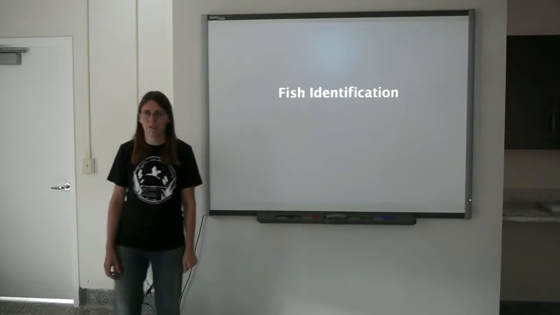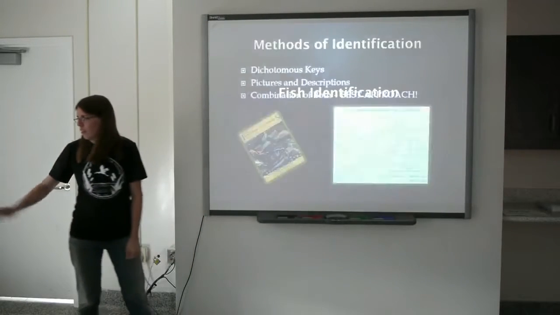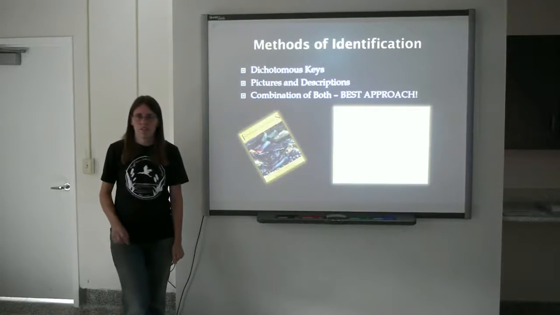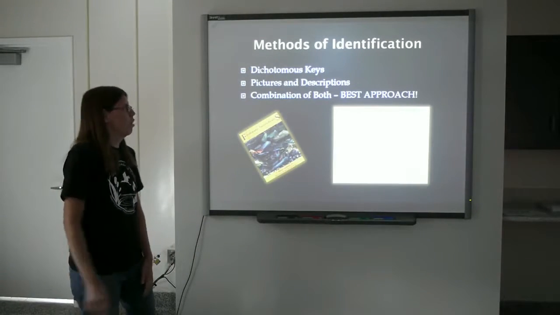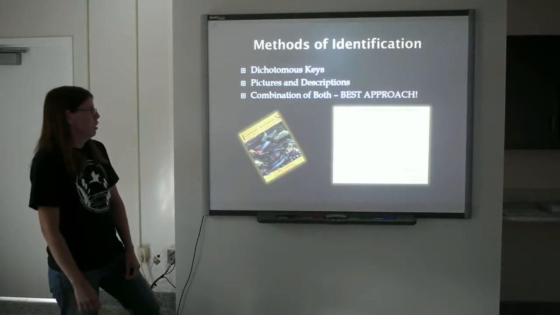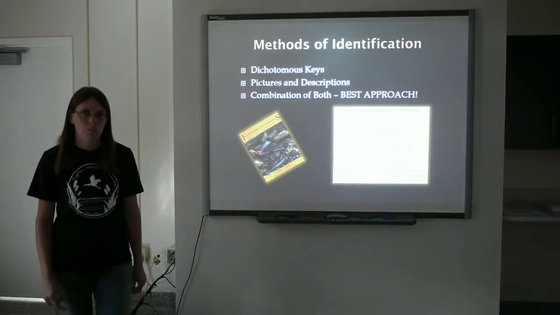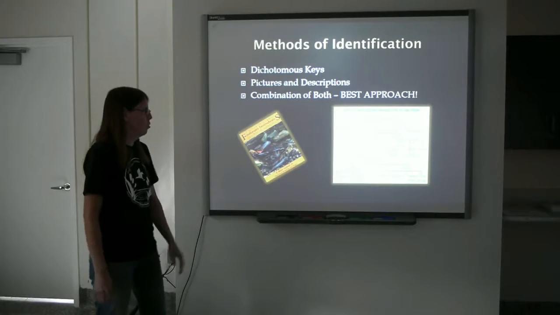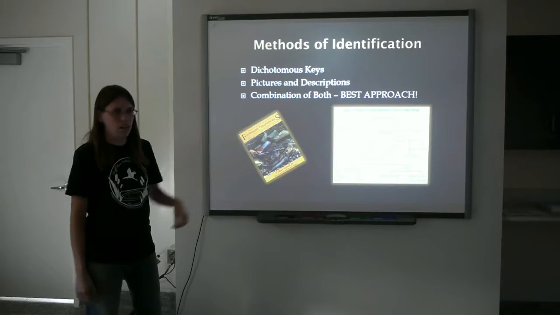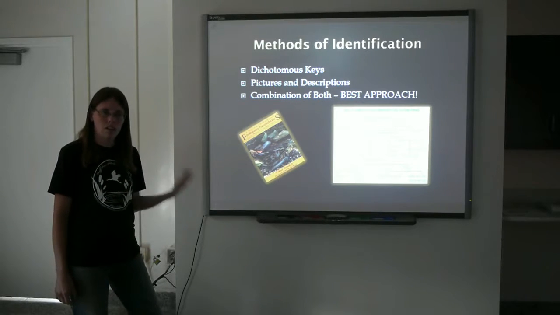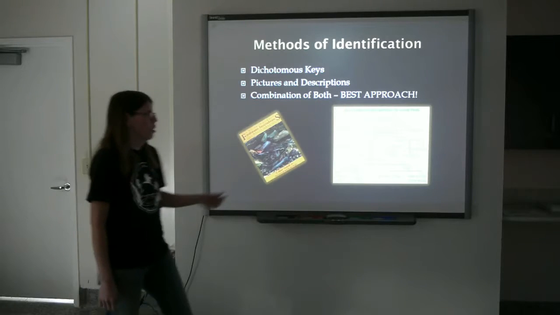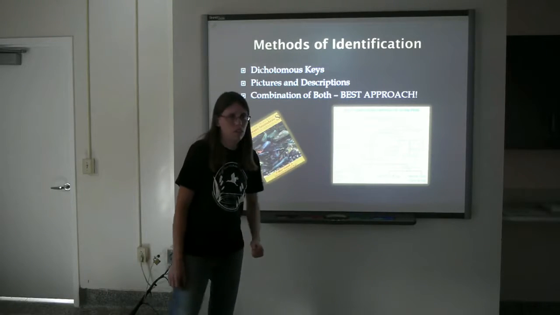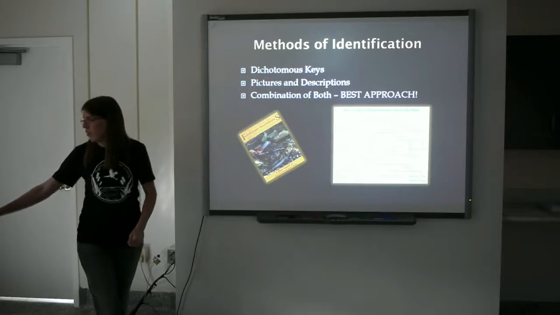Next we're going to talk about fish identification. There's several methods of identifying fish. First off would be a dichotomous key, and second, a book with pictures and descriptions. Often the best method is to combine the two and use one book that has really good pictures and identifying descriptions, and then another book that has a good dichotomous key in it.